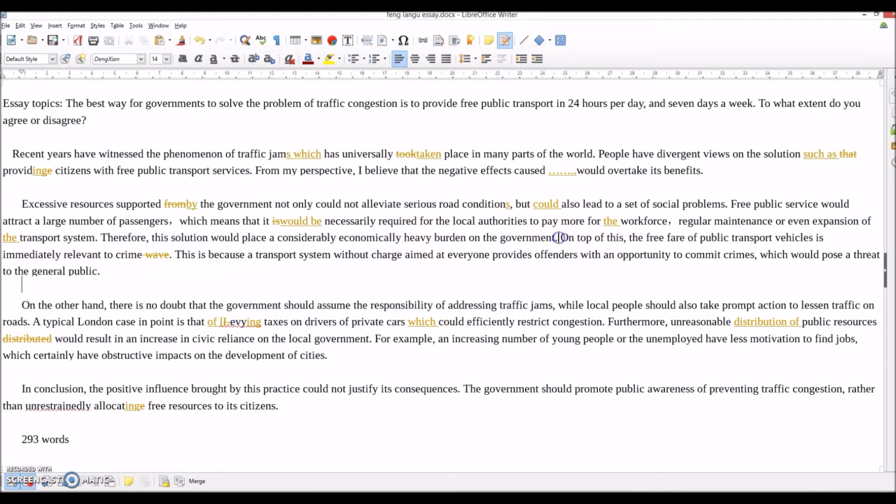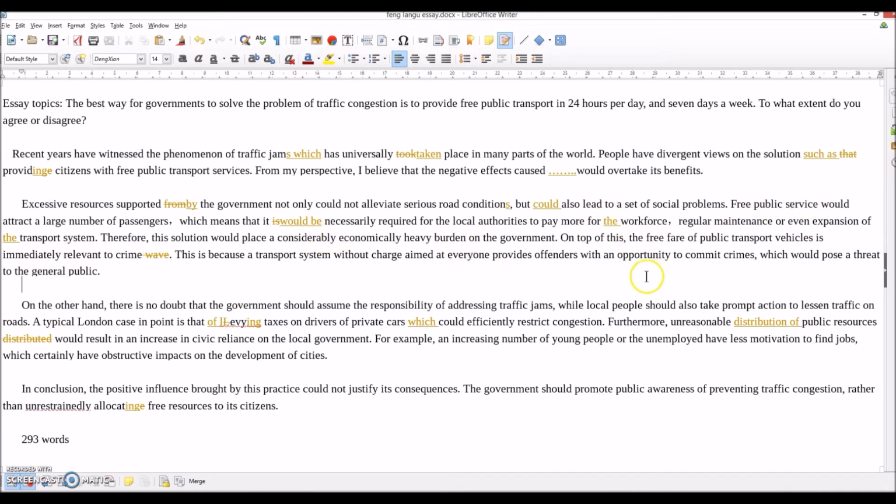Well, yes, but the question is not asking that. It says, do you agree or not that the best way to solve traffic congestion is free public transport? So you're talking about excessive resources, but that's not free public transport. So free public service, free public transport, the solution.